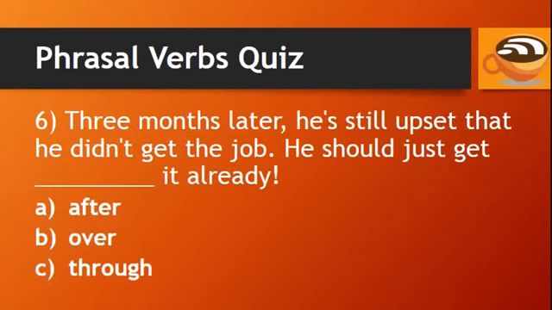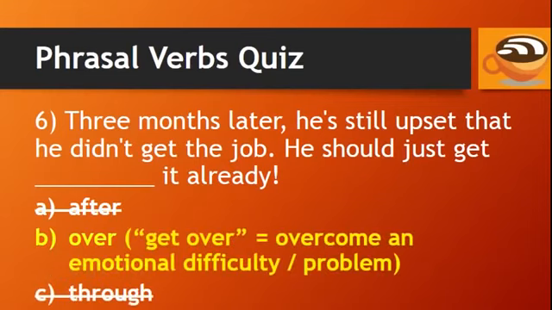Number 6. 3 months later, he's still upset that he didn't get the job. He should just get it already. The correct answer is over. To get over something means to overcome an emotional difficulty or problem.